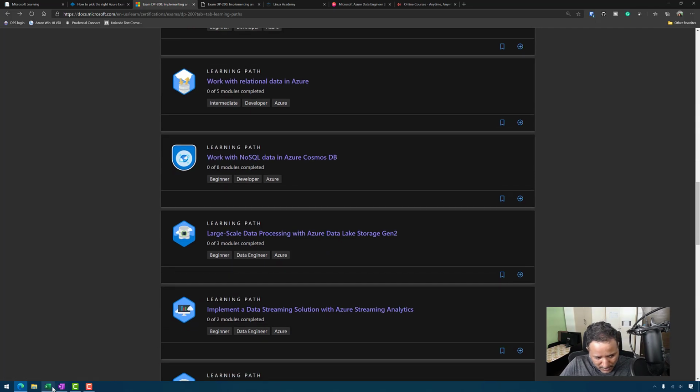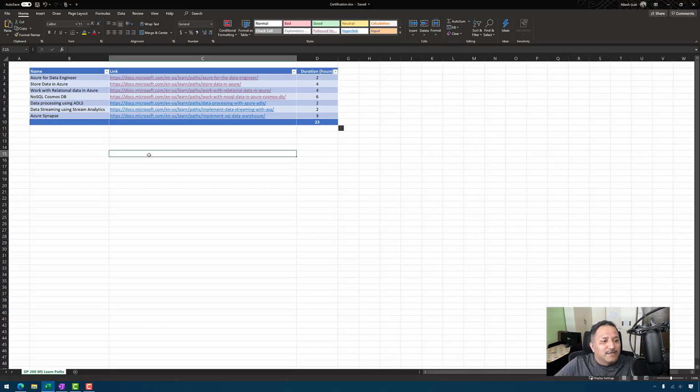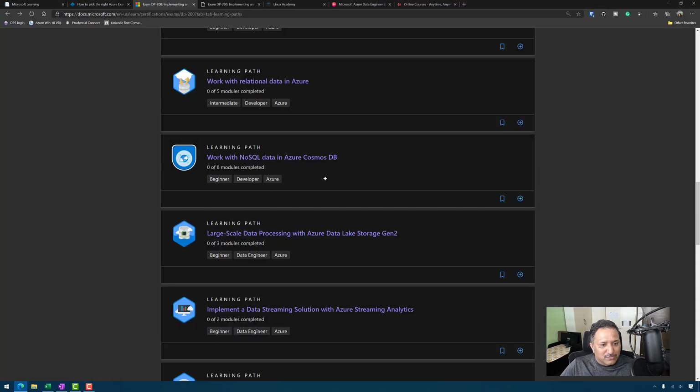What I did was I also listed these down in the Excel sheet. So all these modules and approximate duration to complete those modules. If I were to go through all of those modules, it's about 23 hours of effort which is required to complete the MSLearn, the free courses or the free learning path related modules.